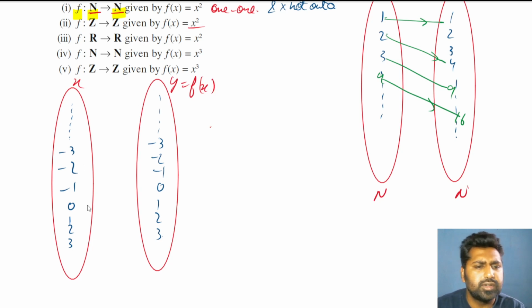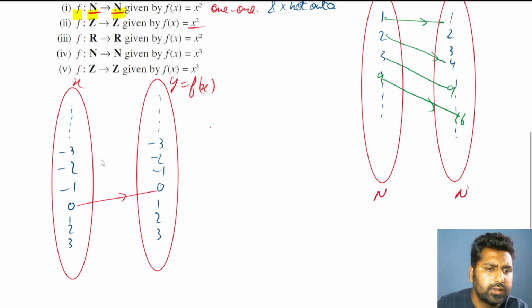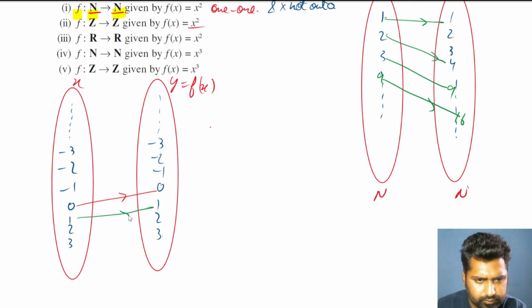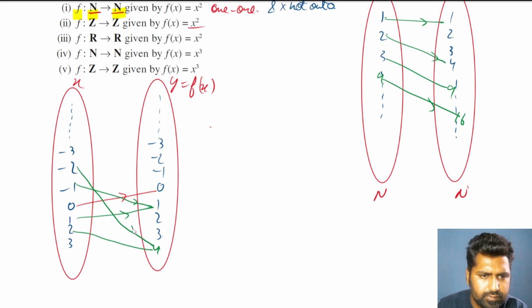So put the value of 0, 0 square is 0. Okay. Then 1 square is 1, minus 1 square is also 1, 2 square is 4, minus 2 square is also 4. So you can see 1x should have one unique y, but it doesn't have a unique y. 2 also has 4, minus 2 also has 4. Okay, so definitely not 1 1.